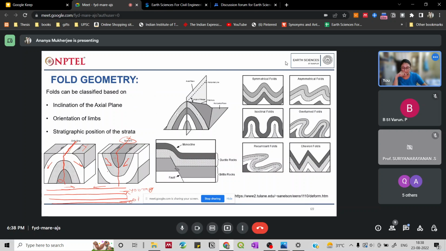This is the oldest, and then this will be the youngest. So this is how you can classify it as per stratigraphic position.